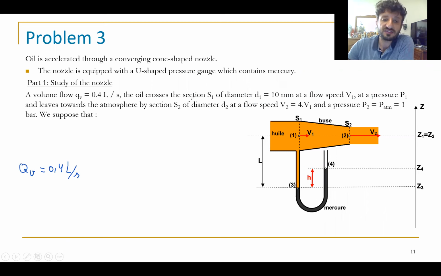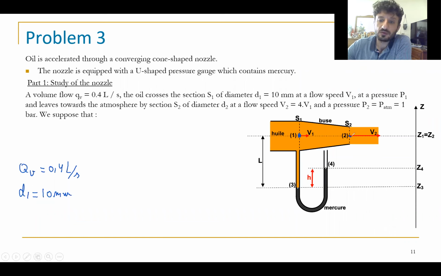The oil crosses the section S1, I mean at point 1, which has diameter D1 equals 10 millimeter. We have D1 equals 10 mm, and we have a velocity v1 and p1. You know, I am calculating at the point 1. We have v1 and we have p1.